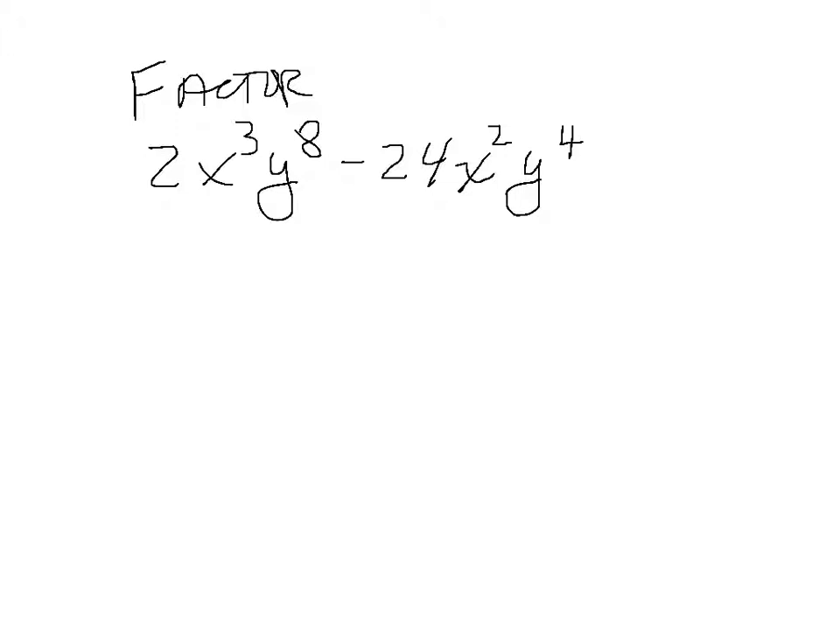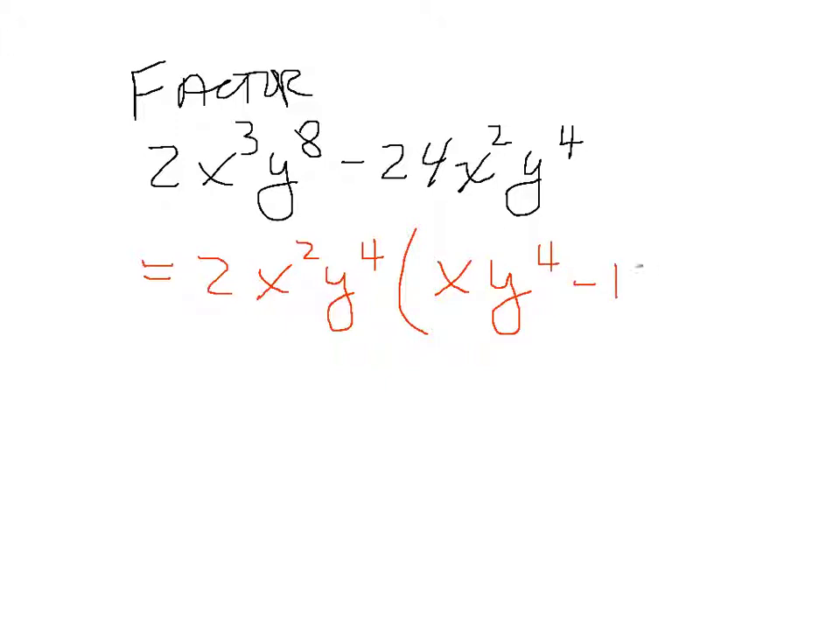Okay, so once again, we look for the greatest common factor, and in this case, it's going to be a 2 and an x squared and a y to the 4th. And then what I have to multiply by is an x, y to the 4th, minus 12. Bang, that's it.